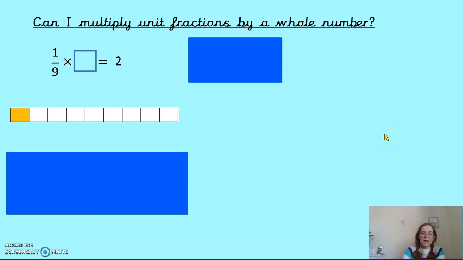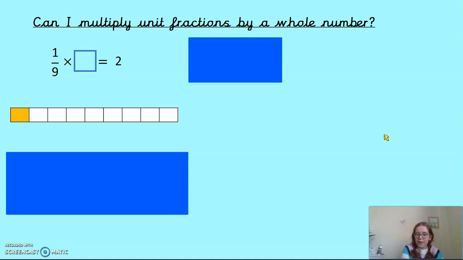Okay, here is a question for you to have a go at. If you're feeling super duper confident, then pause me immediately and see if you can answer this question. 1/9 times what is equal to 2? Now, if you're not feeling so confident about it yet, then don't worry, you can do it alongside me. So, I've got my question. 1/9 times what is equal to 2?